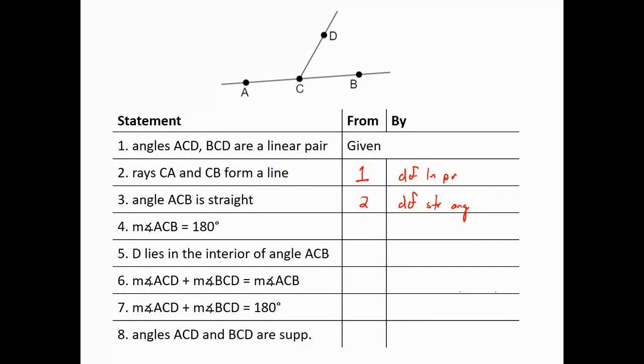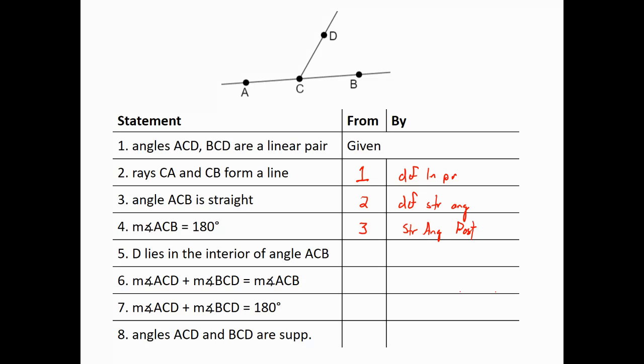And then look at line number 4. We now say that that straight angle measures 180 degrees. Well, where were we told that a straight angle measures 180 degrees? Well, we were told that in the straight angle postulate. So it follows from line number 3 by the straight angle postulate that our angle ACB measures 180 degrees.